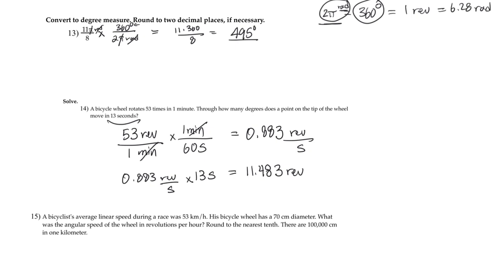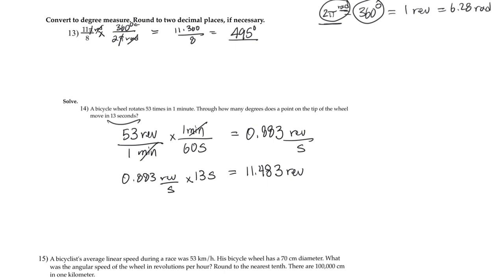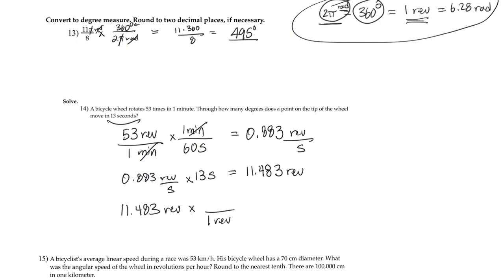That's how many revolutions. And then I need to convert that into degrees. So I have 11.48 and a bunch of 3s revolutions, and now I have to convert that to degrees. And I can use these ratios right up there. So I want to get rid of revs, so I put 1 rev on the bottom, and I want to get into the degrees, that's this one, so put a 360 there. So I just have to take that answer I had and times it by 360. So it comes out to 4134 degrees.